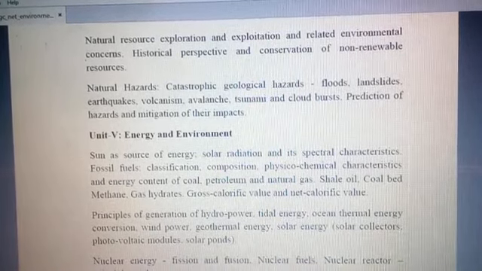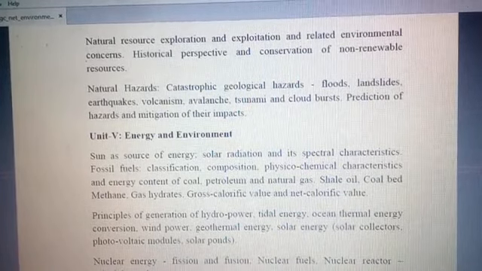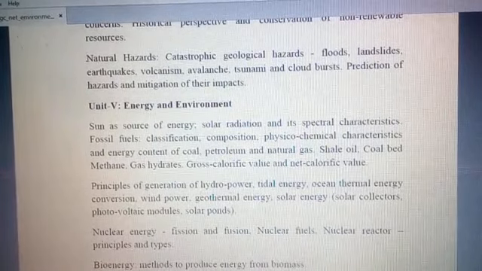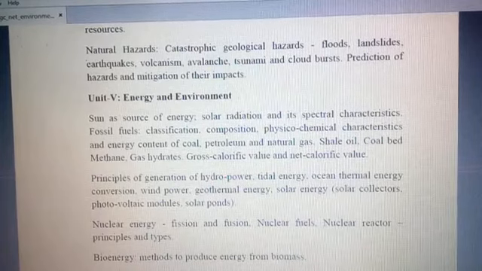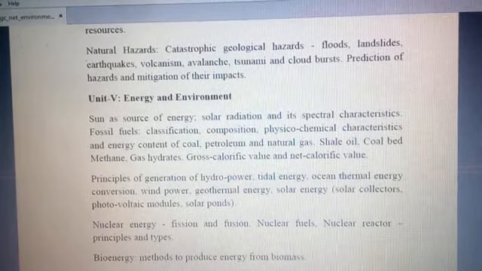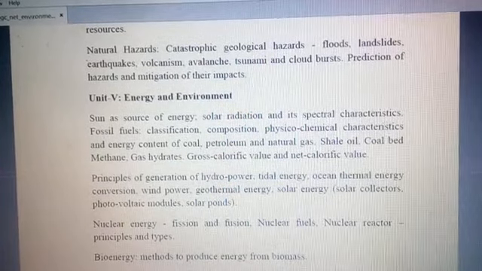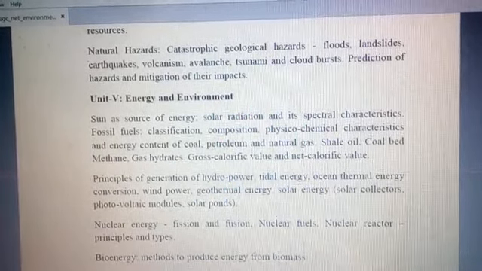Shale oil, coal bed methane, gas hydrates, and calorific value and net calorific value. And then the next one is the principle of generation of hydropower, tidal energy, ocean thermal energy conversion, OTEC, wind power, geothermal energy, solar energy, solar collectors, photovoltaic modules and solar pumps.